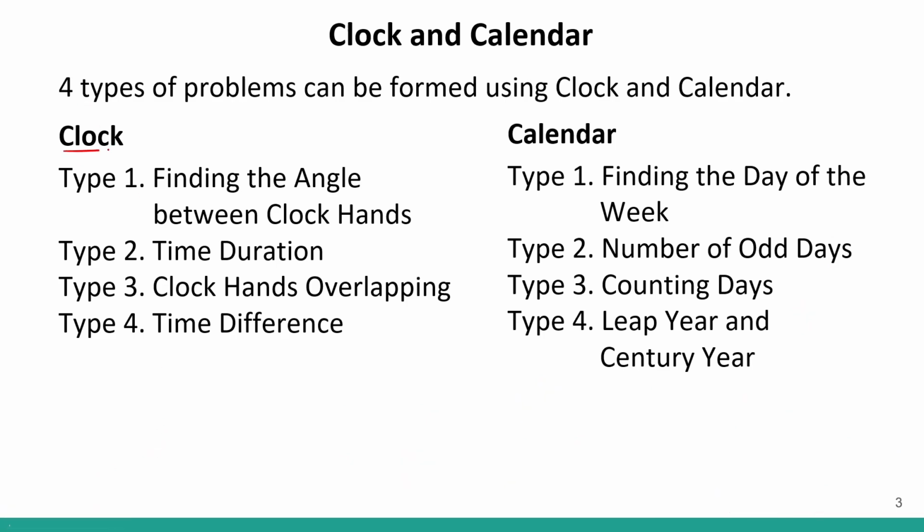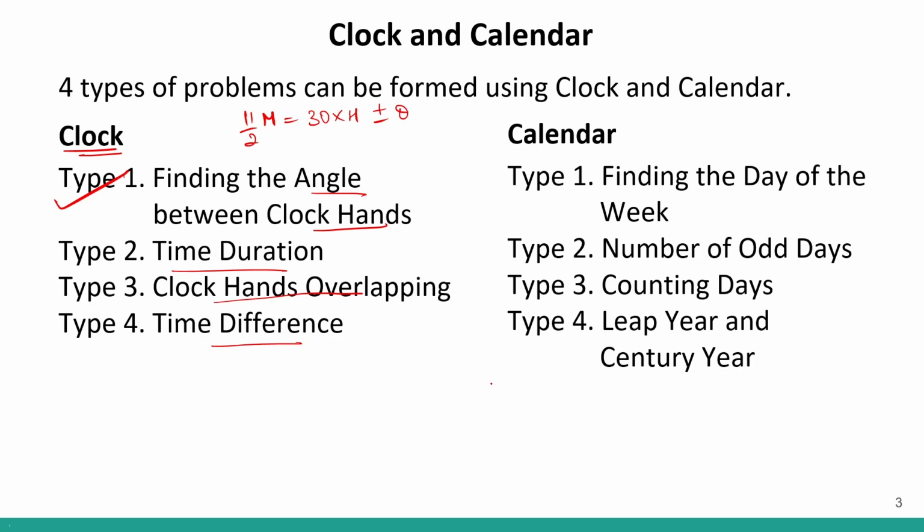And we also discussed how many types of questions you can get in clock. Type 1 was finding the angle between clock hands. So again, simple formula of 11/2 into m equals 30 into hour plus minus theta. Simple formula. Then time duration, clock hands overlapping, and time difference.